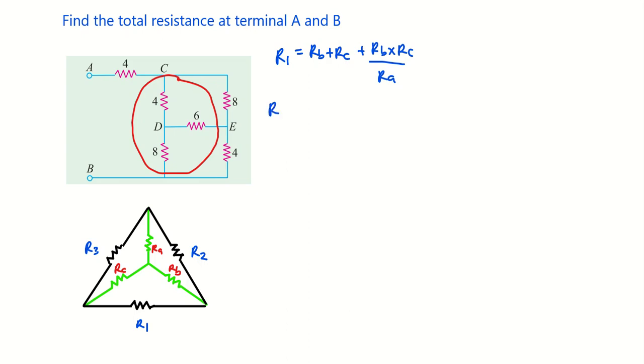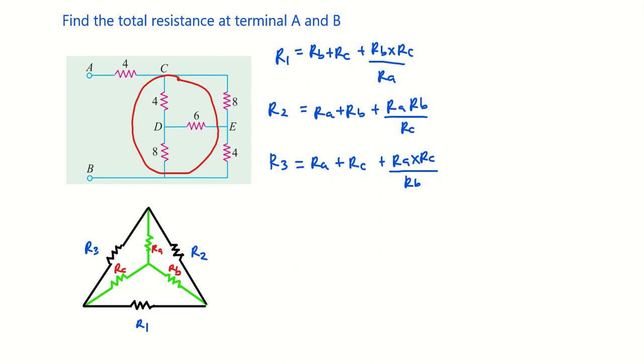If you want to find R2, that will also be equal to RA plus RB plus RA multiplying RB divided by RC. And then if you want to find R3, that will be equal to RA plus RC plus RA multiplying RC divided by RB. So these are the formulas that you are going to use for the transformation.